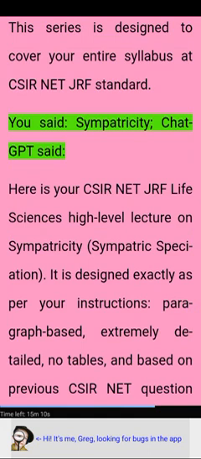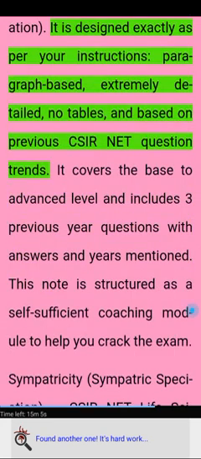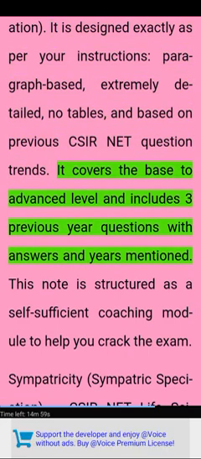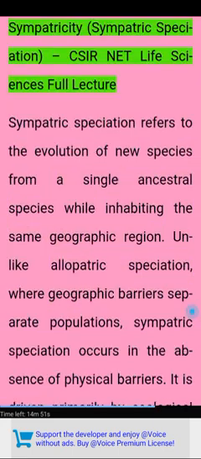You said: sympatricity. ChatGPT said: Here is your CSIR-NET JRF Life Sciences high-level lecture on sympatricity, sympatric speciation. It is designed exactly as per your instructions, paragraph-based, extremely detailed, no tables, and based on previous CSIR-NET question trends. It covers the base to advanced level and includes 3 previous year questions with answers in years mentioned. This note is structured as a self-sufficient coaching module to help you crack the exam.